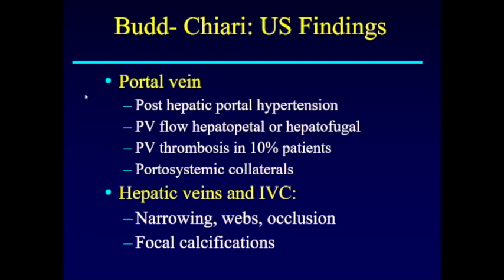So what do we see on ultrasound in Budd-Chiari syndrome, or findings that should clue you into this? Within the portal vein, we can see signs of post-hepatic portal hypertension. The flow might be hepatopedal or hepatofugal. In 10%, the portal vein can be thrombosed, and you will see the development of portosystemic collaterals. Within the hepatic veins and the inferior vena cava, you can see narrowing, web formation or frank occlusion. Sometimes you see focal areas of calcifications.